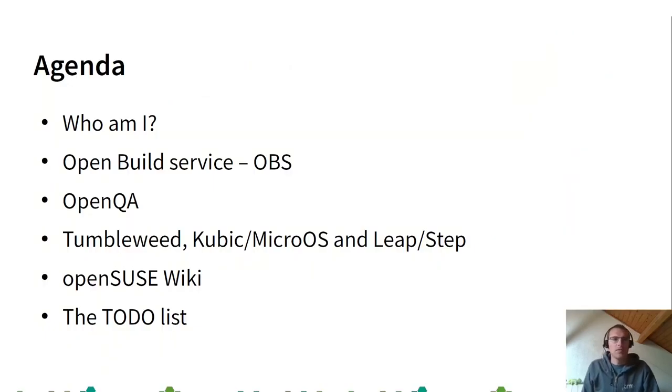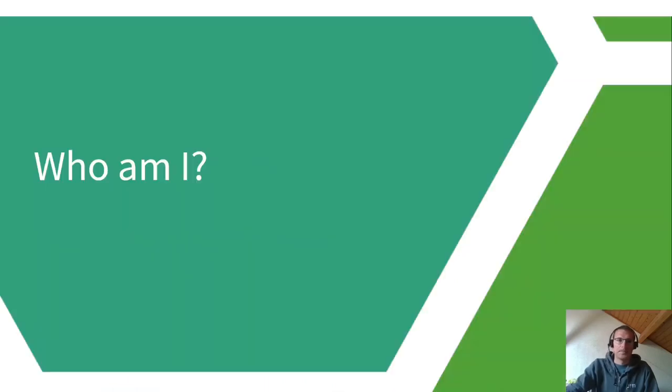So the agenda for today is the following. I will start with a quick introduction to myself. Then we will have a look at the Open Build Service side and the tests on openQA. We'll talk about Tumbleweed, Kubic MicroOS, and Leap and Step. Then we'll talk about the openSUSE Wiki and finally the to-do list.